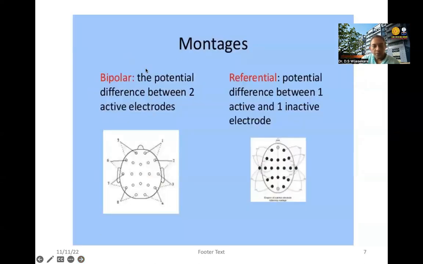So what about when you're recording the EEG, there is a bipolar recording and a referential electrode placement. Bipolar means the potential difference between two active electrodes. That means both these electrodes are active. So therefore you get a potential difference. When it comes to the referential, one electrode is inactive, like the auricular. Then you get the potential difference between one active and the inactive, so that you get the net result of the active one.